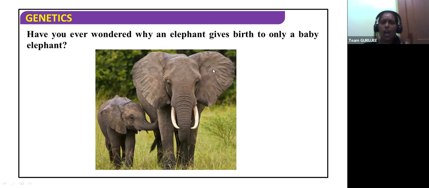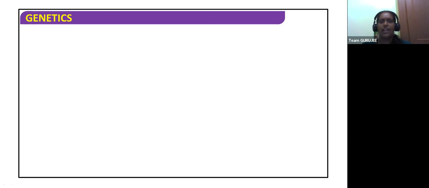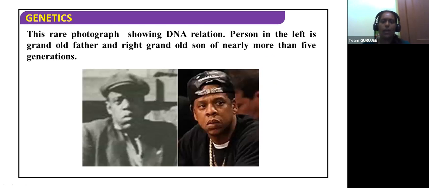How does the elephant give birth only to an elephant? How does the monkey give birth only to a monkey? Why does a human give birth only to a human? All this is because of what? The DNA being intact. We have 23 pairs of chromosomes. That's what meiosis is about, what we were discussing in the last chapter. When meiosis happens, we have only 23 chromosomes in the gametes.